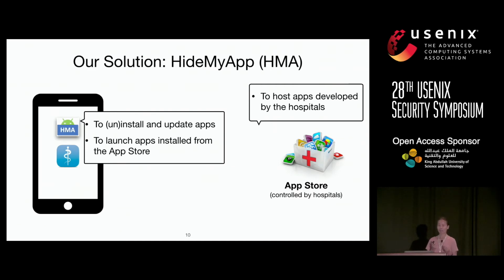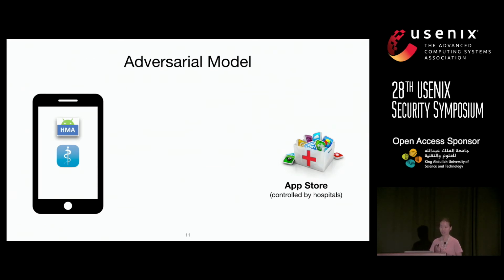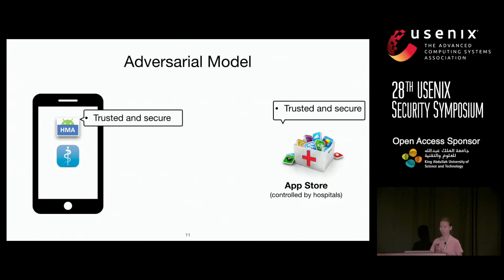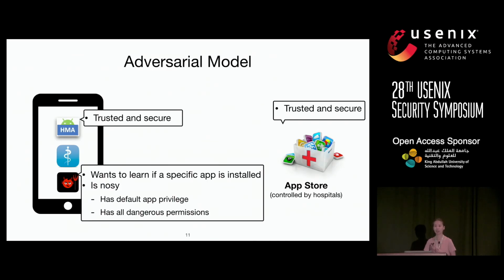We make the following adversary assumptions. We assume that the App Store and the Manager app provided by the App Store are trusted and they follow the protocol. We assume there is a nosy app on the device that wants to learn if a specific app is installed on the device. And by nosy, I mean the app can have default app privilege, and it can have all possible dangerous permissions defined by Android. So this is the typical capability of Android apps.